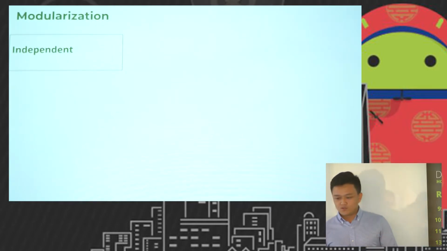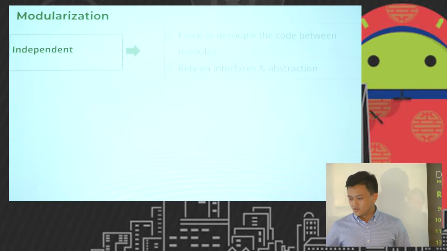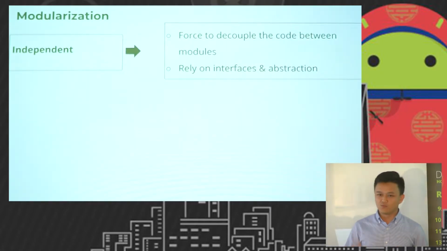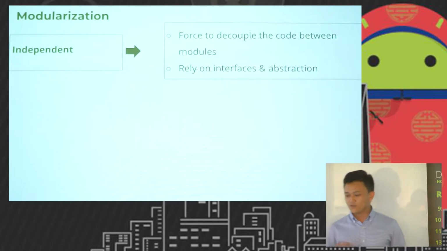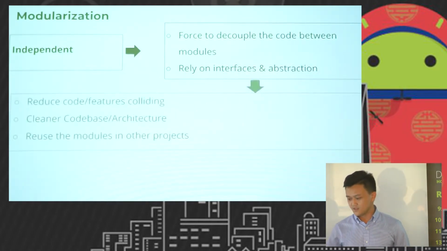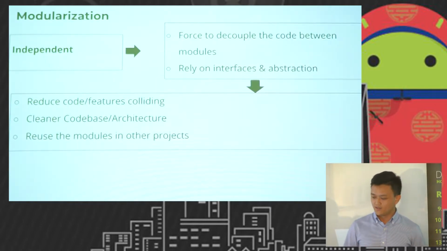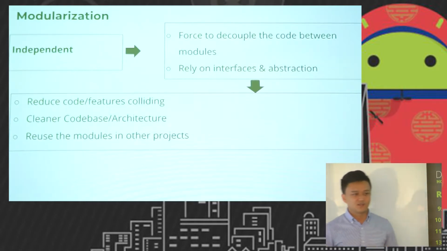So to keep your modules independent, you have to always think about it, like in our team. It forces you to decouple the code between modules. Doing that, we have to rely a lot on interfaces and abstraction, which is a good thing for your project. It will reduce code and feature colliding or coupling. Also, you're going to have a cleaner code base or architecture.